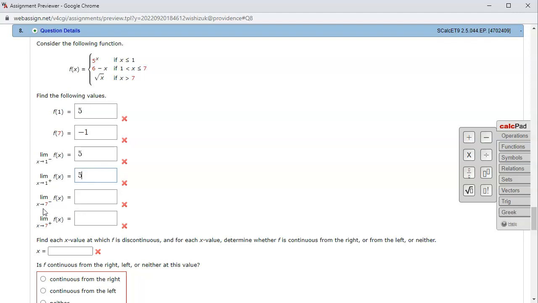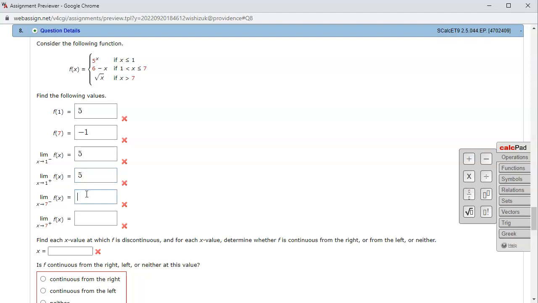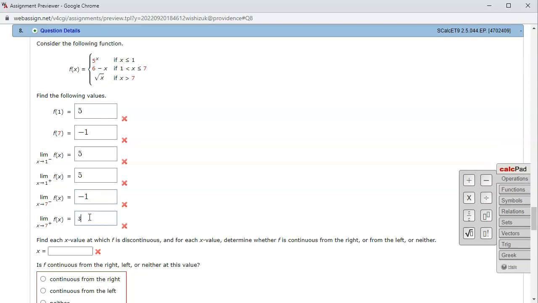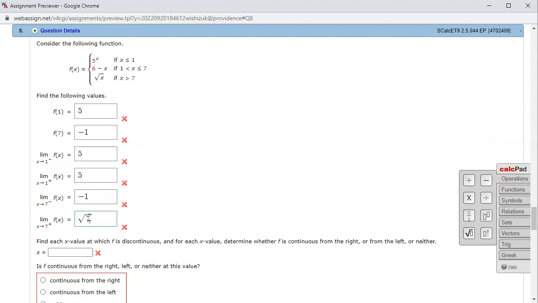And then x approaching 7 from the left, we have to use the middle one. So you have 6 minus 7, which is negative 1. If you're approaching from the right, you're going to have to use the third formula, so it's going to be the square root of 7. We have that.